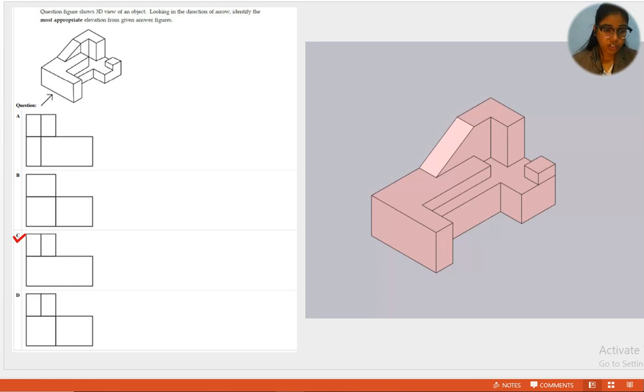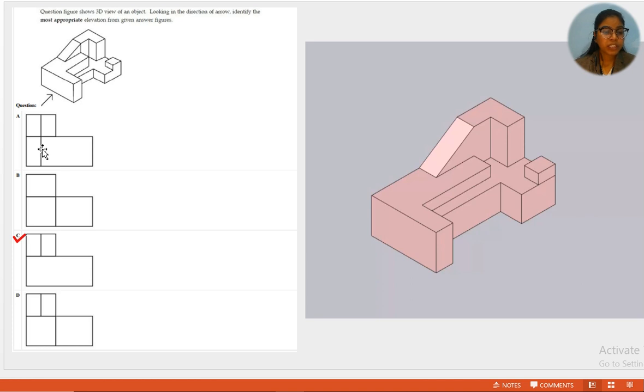Now this question also shows a 3D view of an object, and looking in the direction of the arrow, identify the most appropriate elevation from the given answer figures. Here also you have to find the appropriate elevation by looking in the direction of the arrow. Now start looking in the direction of the arrow. As you can see, if we talk about the elevation, the first part which will be closest to us will be this surface, this proper rectangular part.